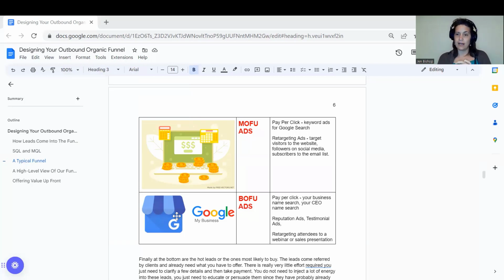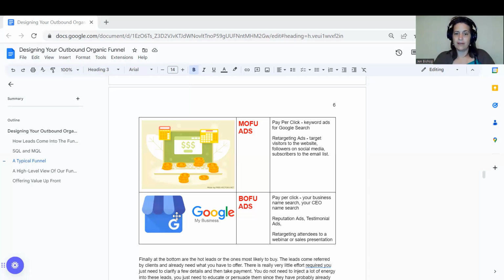The other type of MOFU ads is retargeting, and I talked about that earlier. So you can track if people visit your website, if they follow you on social media. You can retarget people who've subscribed to your mailing list, all kinds of actions. You can take the data and then retarget them, and they're already warm, and so they're much more likely to engage with the second round of advertising.